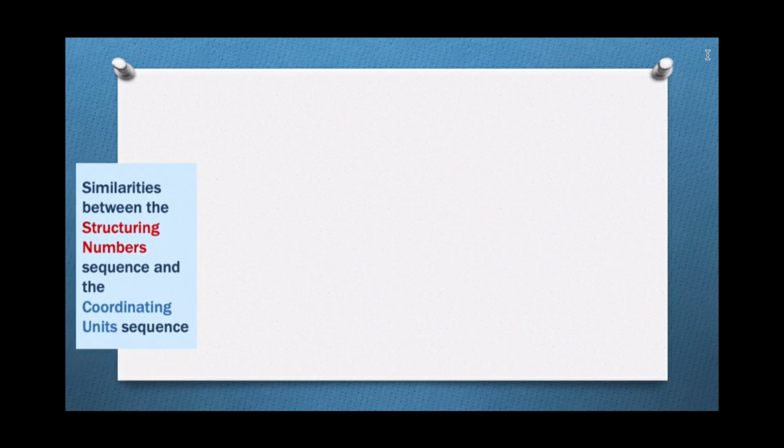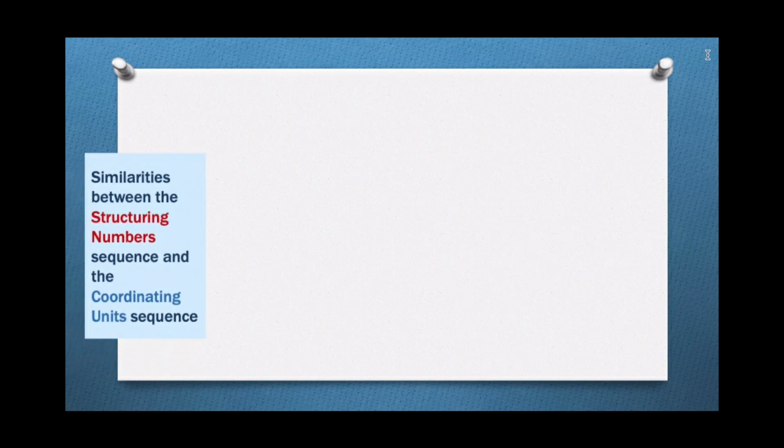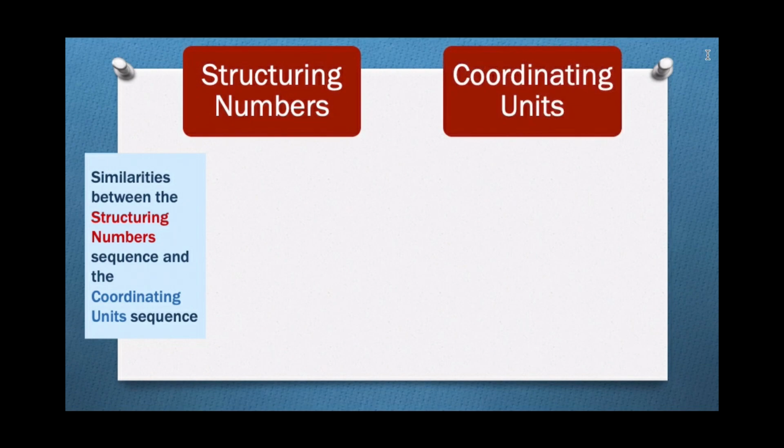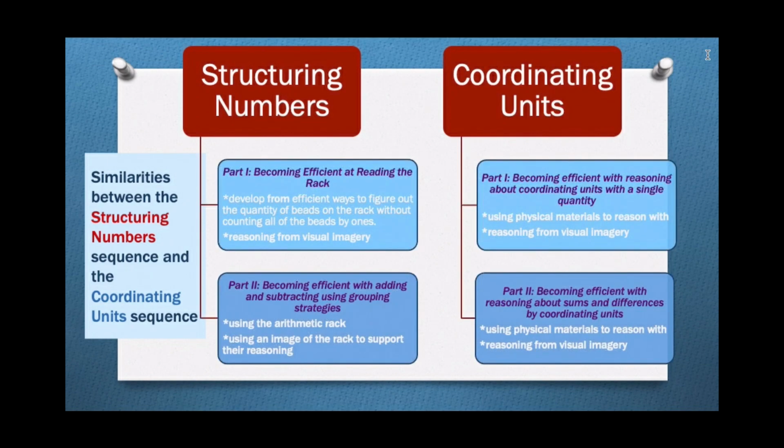Teachers that have used the structured numbers instructional sequence will notice similarities in how the two sequences progress. In both sequences, students work with a single quantity in part 1 of the sequence, and then in part 2, shift to working with tasks that involve changing the initial amount by adding more or taking some away. Likewise, within each of parts 1 and 2, students shift from using physical materials, the arithmetic rack in the case of structuring numbers, and Unifix cubes in the case of coordinating units, to reasoning from visual imagery.